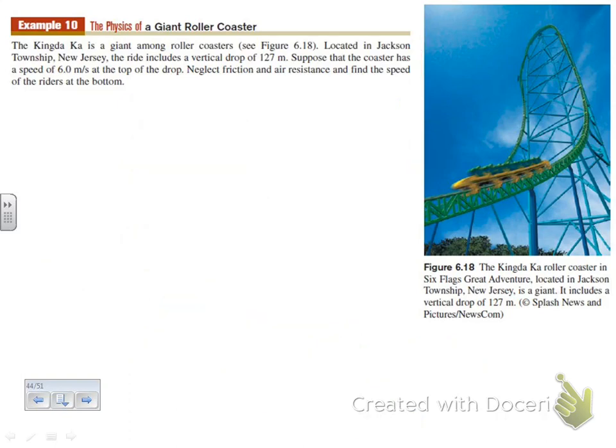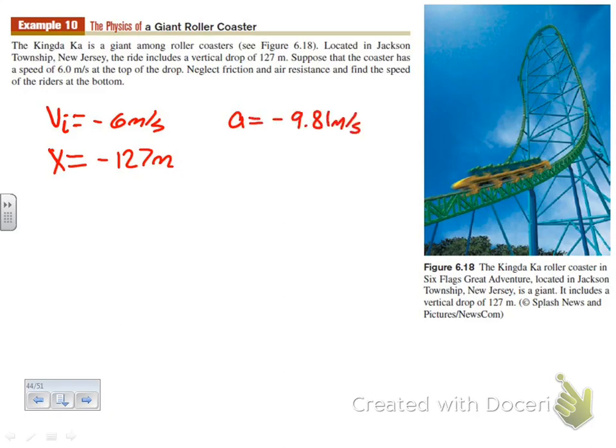We could have solved this problem also using our kinematics. We would have said that our initial velocity is 6 meters per second negative, because the velocity is pointing down. So our initial velocity is negative 6 meters per second. Our displacement in the y, or we can even say just displacement in total, we can call it x or delta x. Our total displacement is equal to negative 127 meters. And our acceleration, we will set as negative 9.81 meters per second squared.